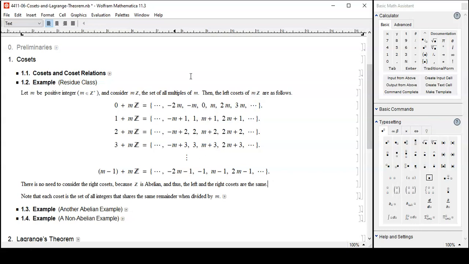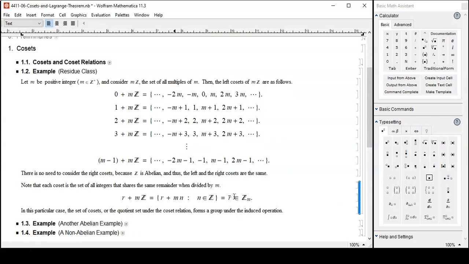Now, the set of all cosets, they're the same as the set of all equivalence classes under this coset relation, right? And basically, we are talking about the quotient set of this equivalence relation. Then the elements are of this form, r plus mZ, which we write as r bar as an abbreviation. Yeah, that's one way to represent an equivalence class. And there's another way.